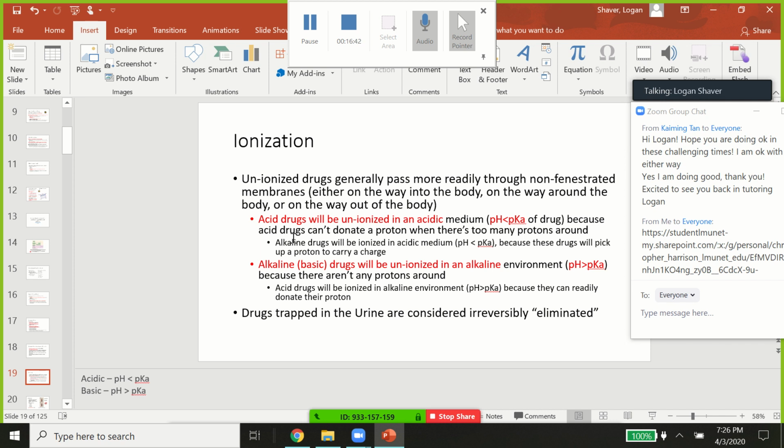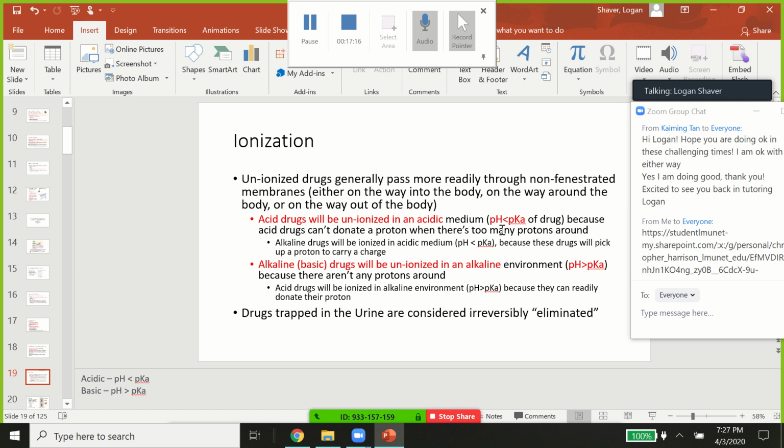But anyway, acidic drugs will be unionized in the acidic medium. Notice the thing that's also important here is that this happens when the pKa of the drug is higher than the pH of the serum or the medium. That's where you have no ionization. And when things are unionized, they can pass right through a membrane. So you want unionization if you want to pass through a membrane, basically.